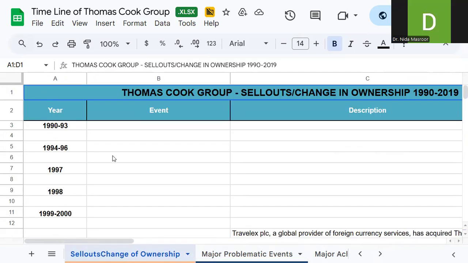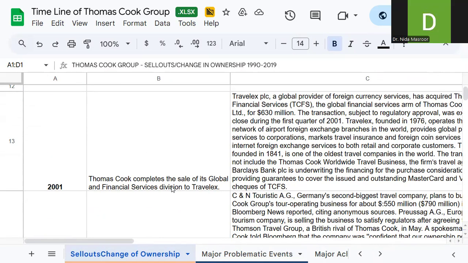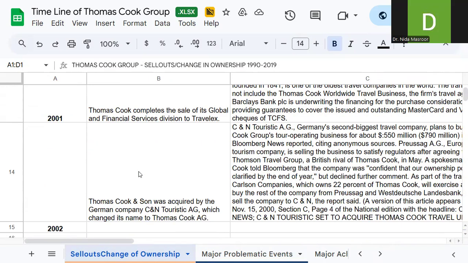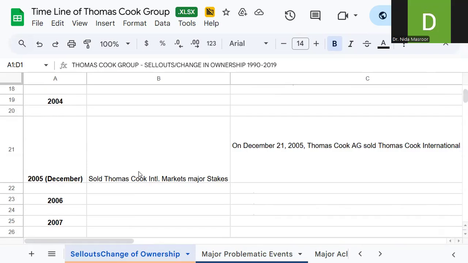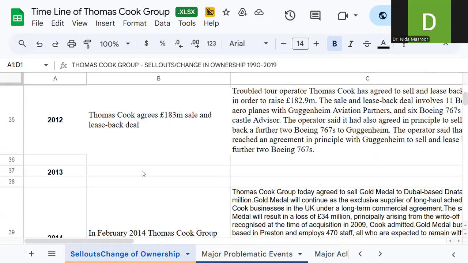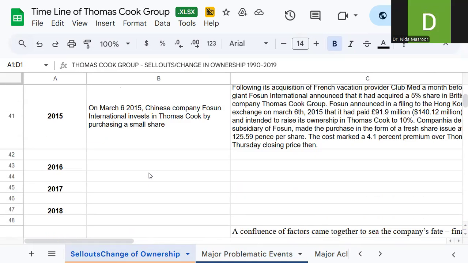Sale or change of ownership. Keep this in mind that ownership is a different thing and change of directorship is a different thing. Ownership: 2001 total change, 2005 major stakeholders change, 2012 and 2012-14.